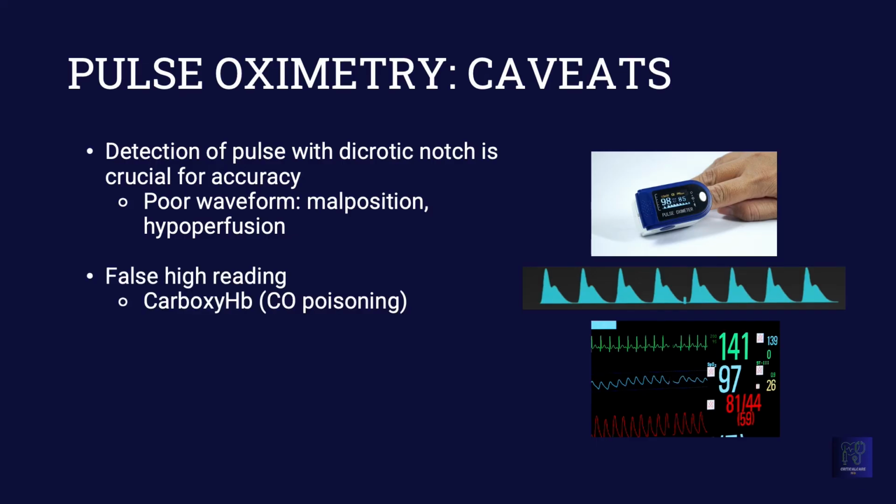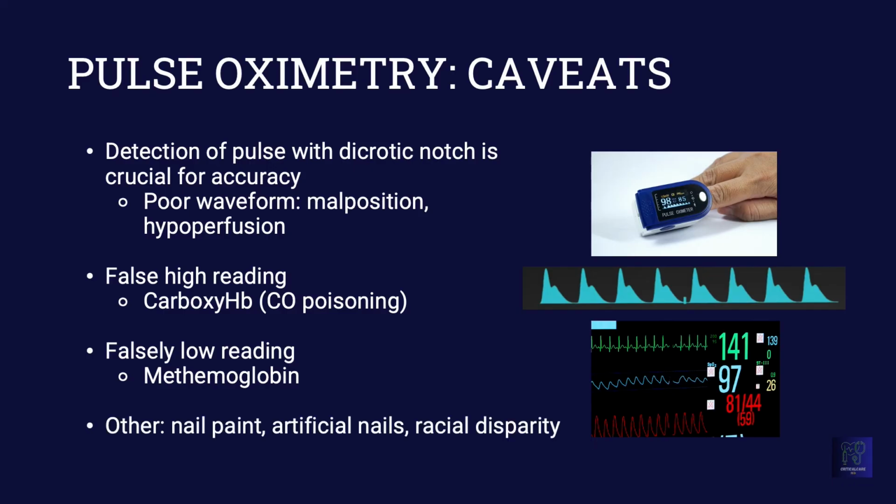There are also some hemoglobin abnormalities, like carboxyhemoglobin seen in carbon monoxide poisoning or methemoglobin, where pulse oximeter data is not going to be reliable. It may show falsely high reading or falsely low reading respectively. Additional conditions that may interfere with pulse oximeter data are listed.